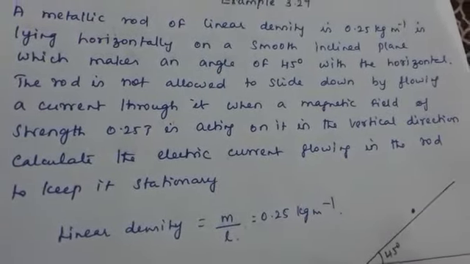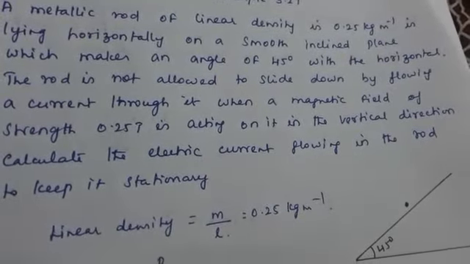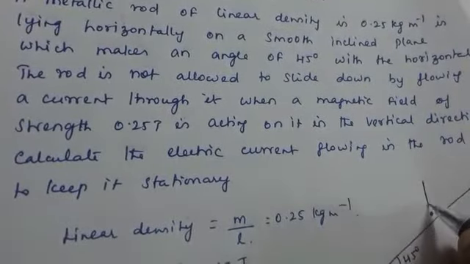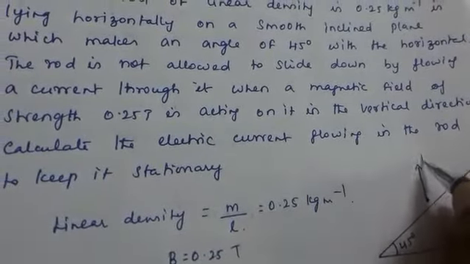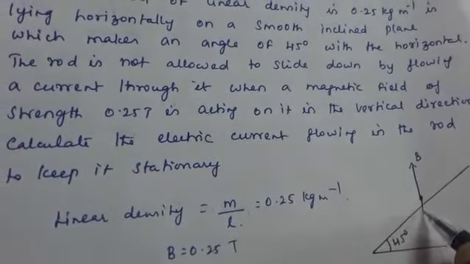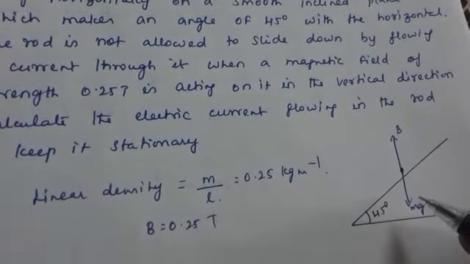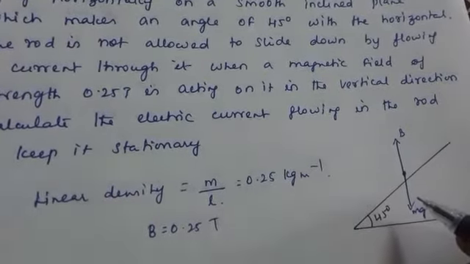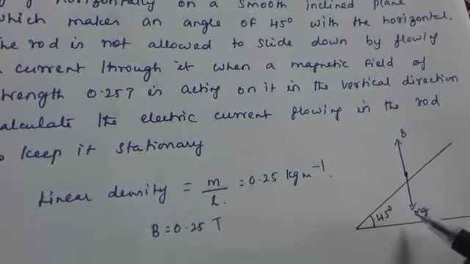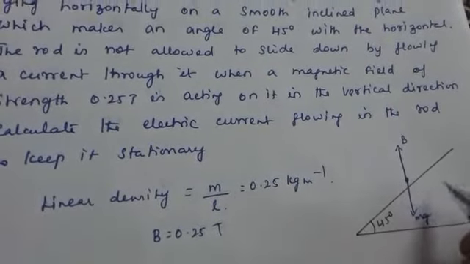It has a magnetic field of 0.25 Tesla acting in the vertical direction. So B is equal to 0.25 Tesla, acting in the vertical direction. So this is the direction. Now what will act downwards? The downward force mg will act. This downward force can be resolved into two components, a vertical component and a horizontal component.